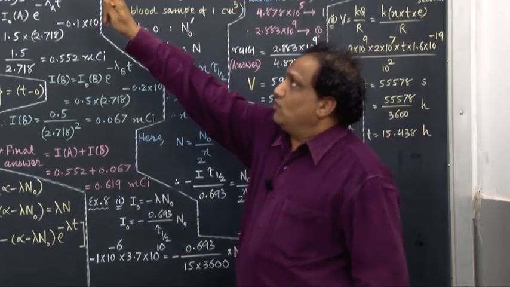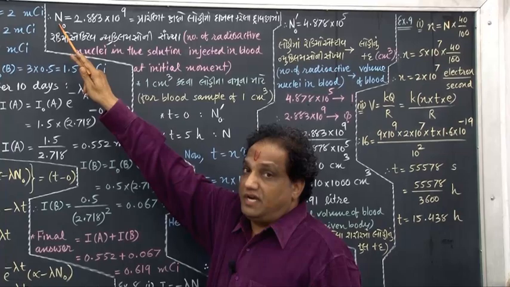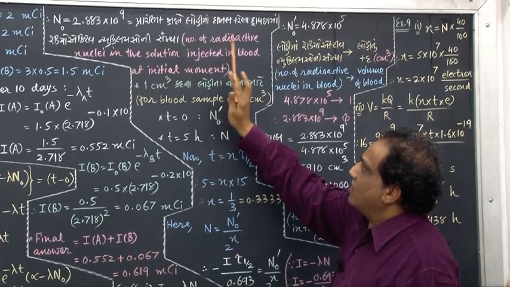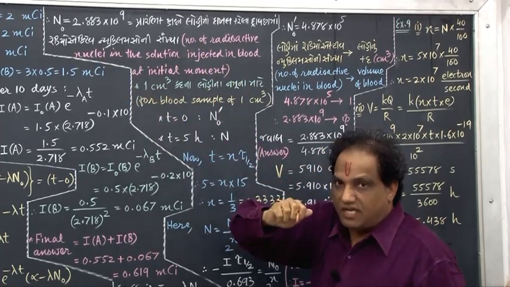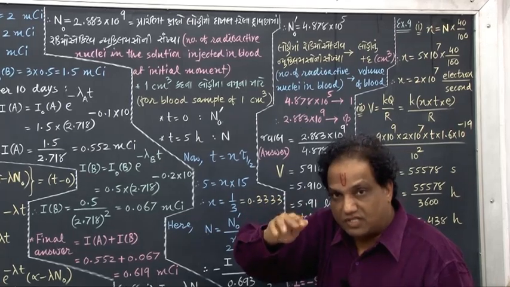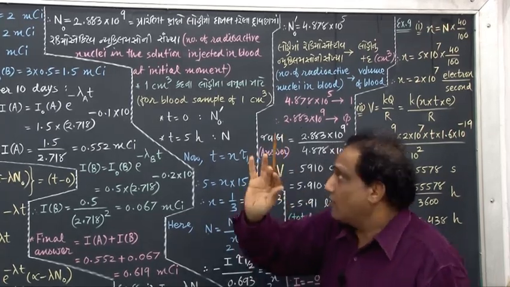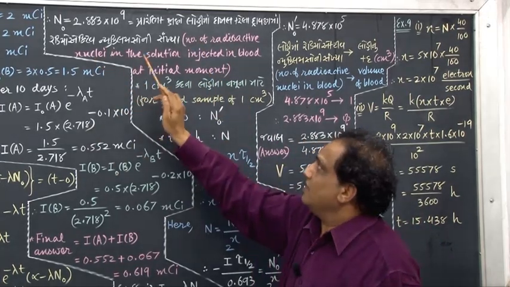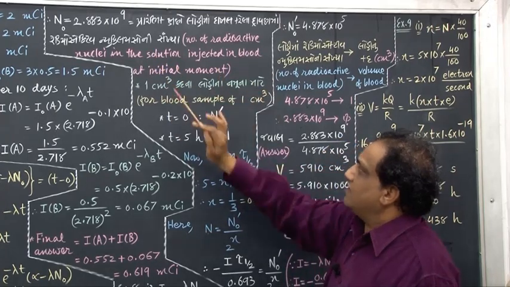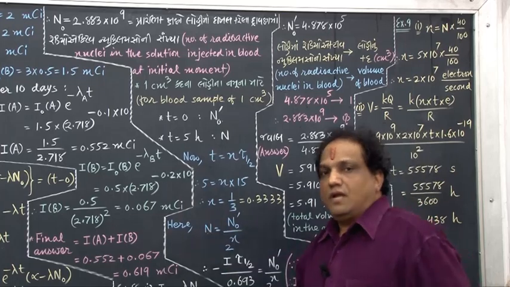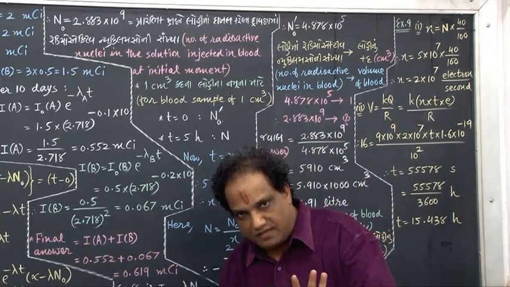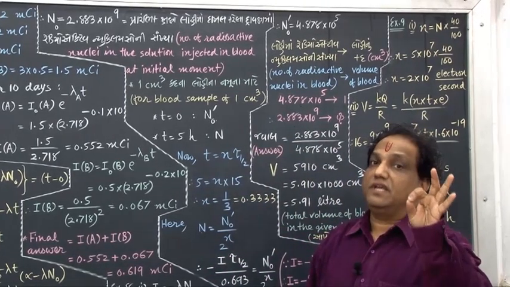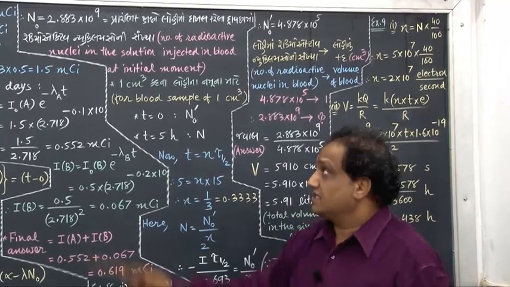I am taking N0 as, just try to understand the interpretation. What does N0 indicate? Look here, the number of radioactive nuclei, either you say nucleus or you say nuclide, one and the same thing, you can take any word, no problem. The number of radioactive nuclides or radioactive nuclei in this solution injected in the blood at the initial moment. Got it? Fine. That is N0.